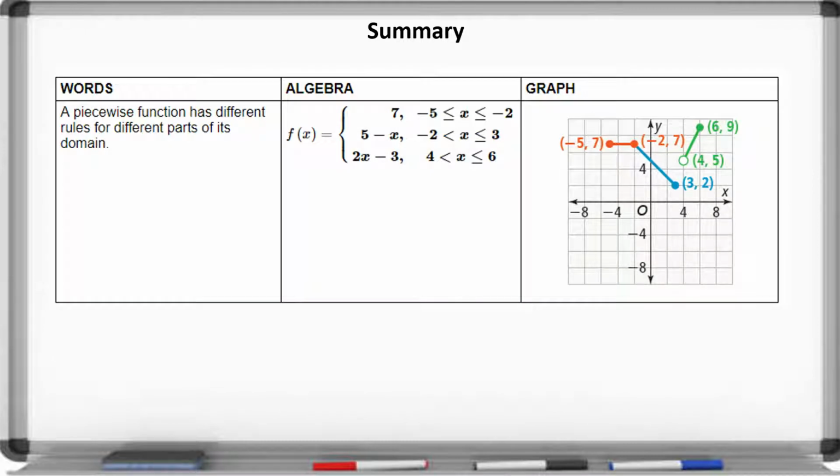All right, so for the summary, we mentioned that a piecewise function essentially has different rules for different parts of its domain. So in this case, these are three different rules, and these are three different parts of our domain. And then we are able to convert this to an actual graph and vice versa.